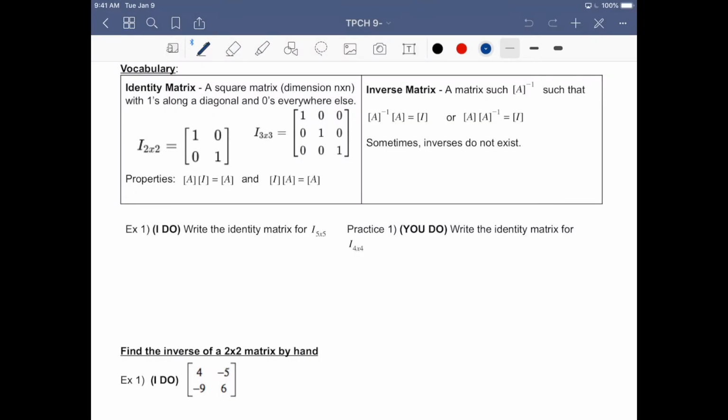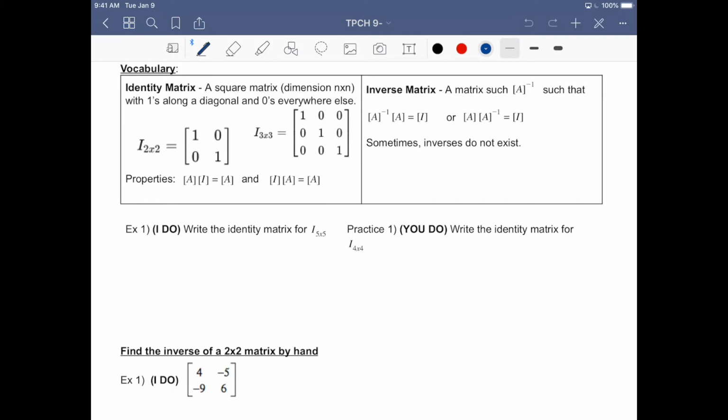The identity matrix is a square matrix with ones along the diagonal and 0 everywhere else. The property it has is that if you multiply matrix A with the identity, you will get the matrix A back. Just think of it like multiplying a number by 1. So like 2 times 1 will just give you 2. So a matrix times the identity matrix of the same size will just give you the matrix A.